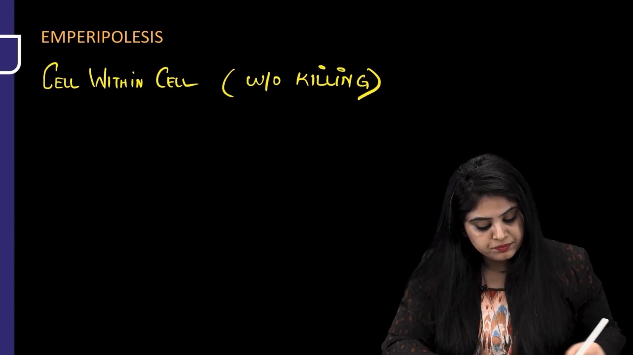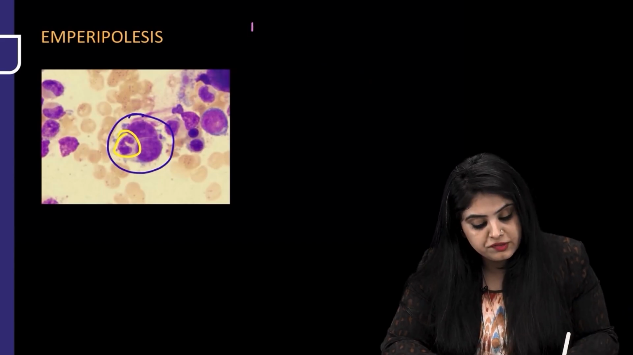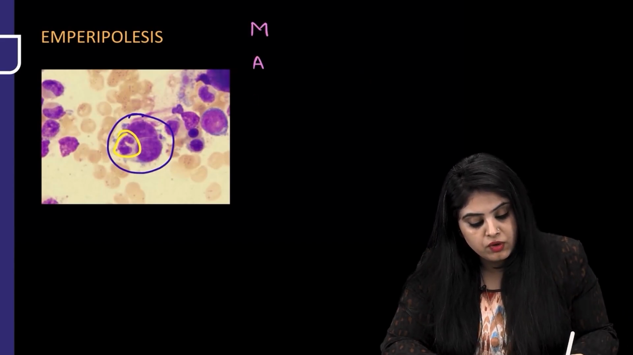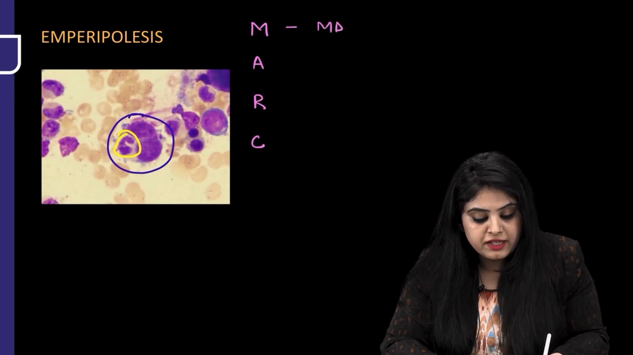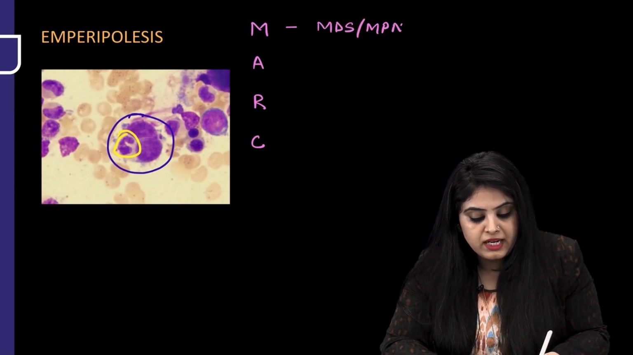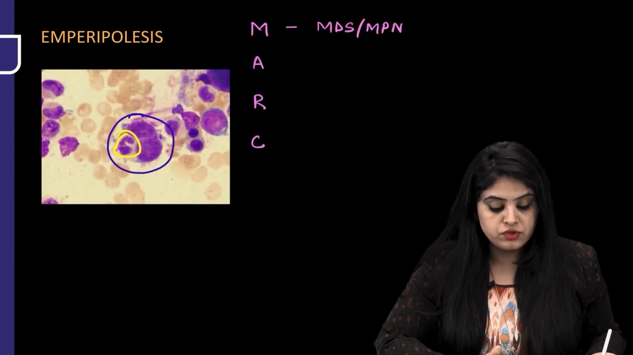So they ask you where you see this cell-in-cell appearance. You see it in conditions called MARC. The first one is MDS-MPN, myelodysplastic syndrome or myeloproliferative neoplasms, very important diseases in hematology.